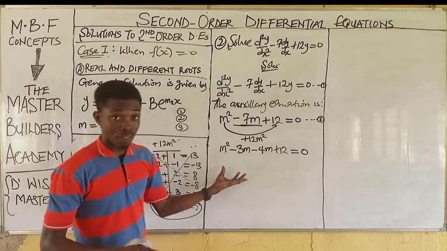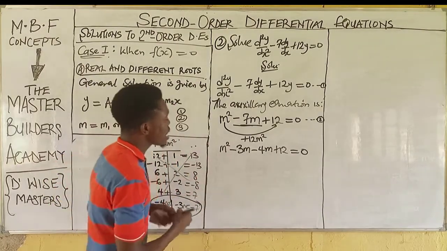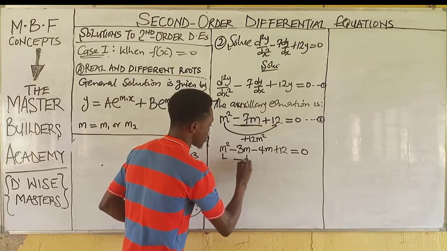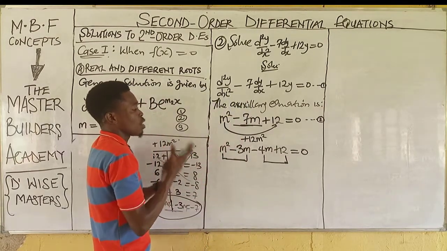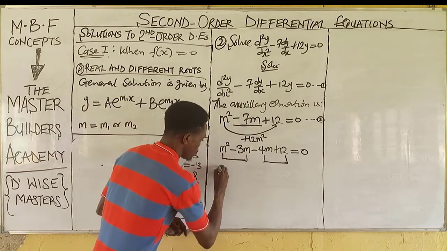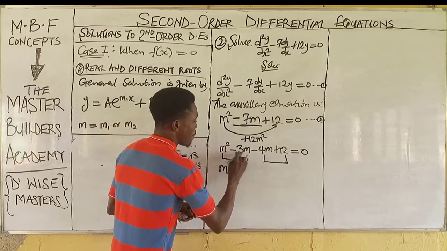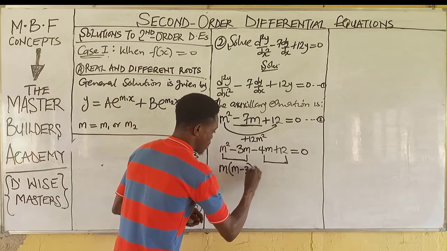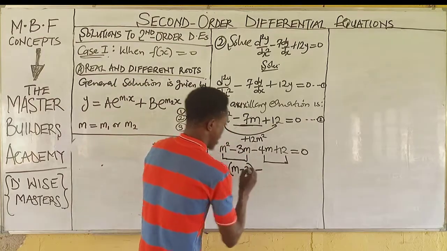You understand what we have just done now? Hope you have gotten it, right? Now, if this is taken, then the next thing is to consider the first 2 terms and also the last 2 terms. Between the first 2 terms, what is common? Only m. M squared here, m here. So put out m. M squared divided by m, we have m. Minus 3m divided by m, we have -3. When we multiply out this now, we get this back.